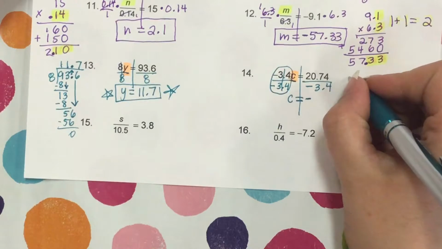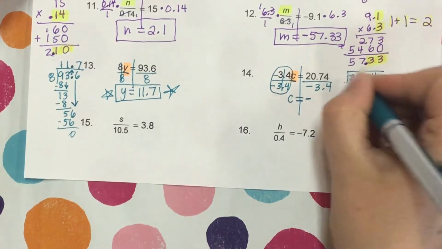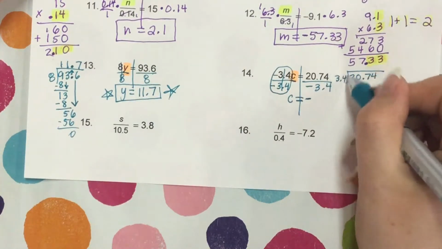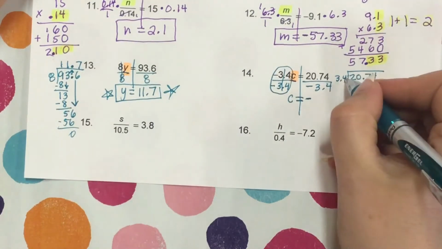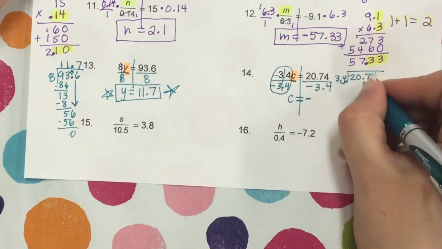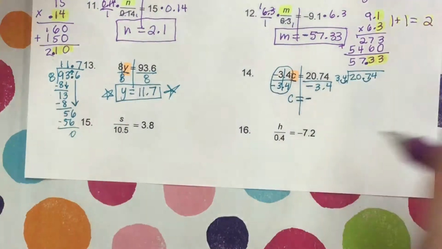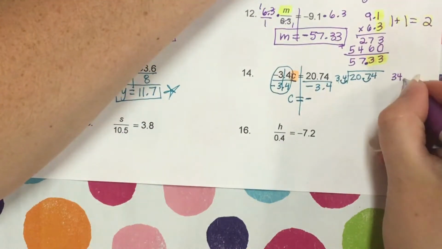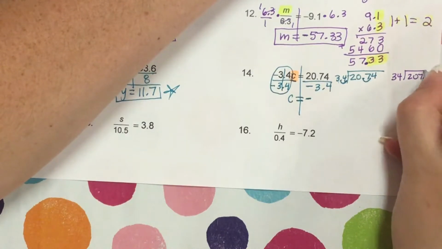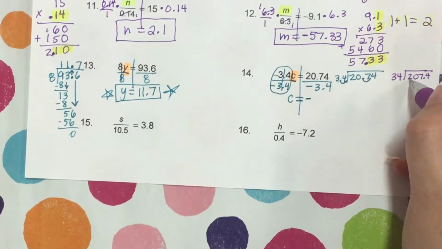We have 20.74, and that's being divided by 3.4. We can never divide by a decimal. So we need to change the decimal place over 1. If we do that here, we need to do it here. So really what we're doing is 34, and this becomes 207.4. All right, cool. So does 34 go into 2? No. Does 34 go into 20? No.